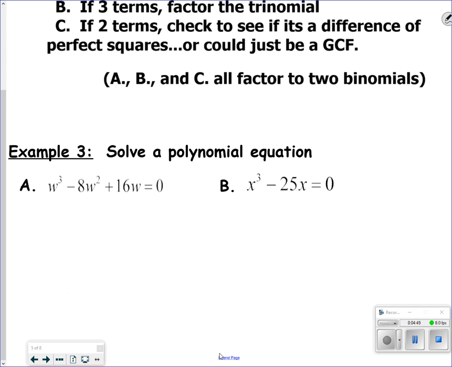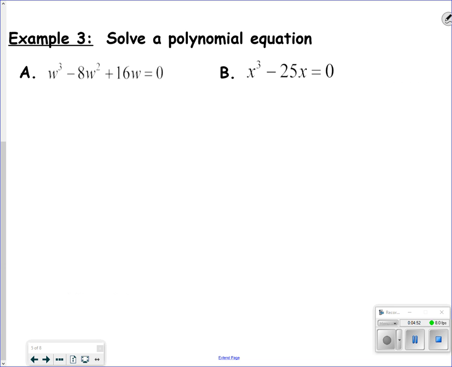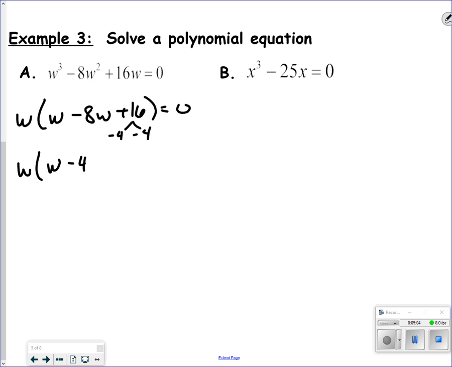Now we're going to do the same thing but solve, so it needs to equal 0. That's not new. I'm going to take out the GCF and factor completely. So two things that will multiply to be 16, but add up to be -8. Here's the key, and here's what I would say all the way along: when solving, make sure it equals 0. Set all the factors equal to 0, including the GCF.